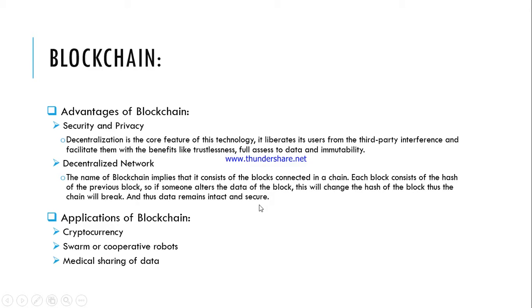There are many applications of blockchains, and some of them are cryptocurrency, which is widely known and used. Number two is swarm or cooperative robots. And the third one is medical data sharing. You can also go through all of these applications that we've discussed in our paper more deeply and more thoroughly.